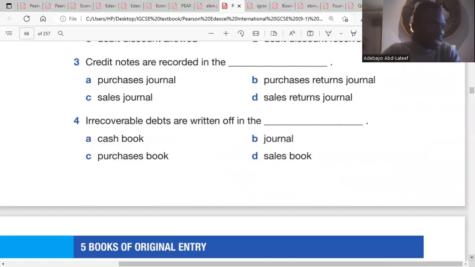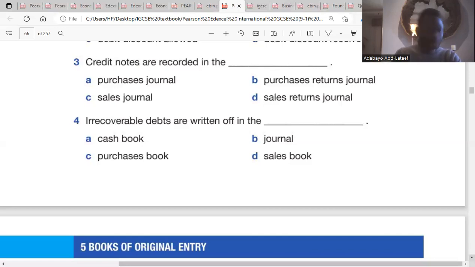That is irrecoverable debt. So irrecoverable debt means that we have sold to a customer, to a debtor that would not be able to pay. Maybe because the debtor has been officially bankrupted. Like he doesn't even have asset anymore. So where do you record it? You record it in your sales book, because it is through your sales book that you have sold to the customer on credit. So it will be recorded in your sales book.